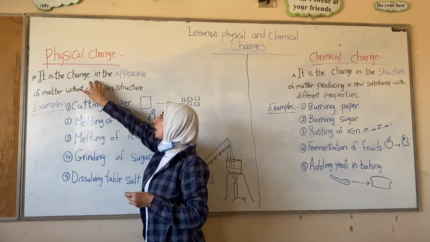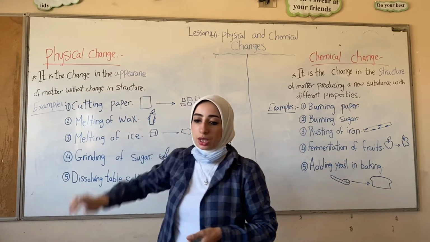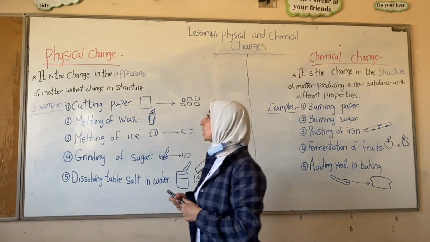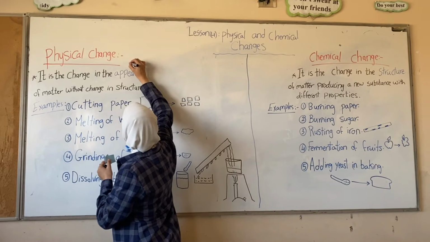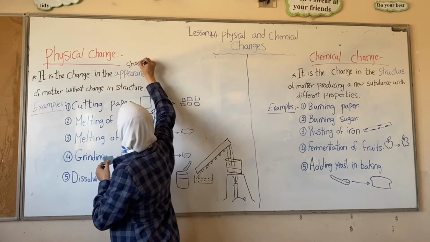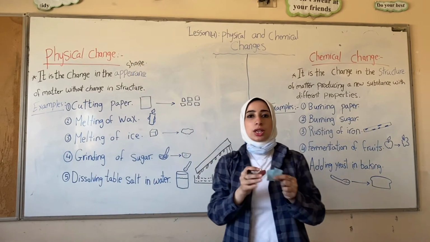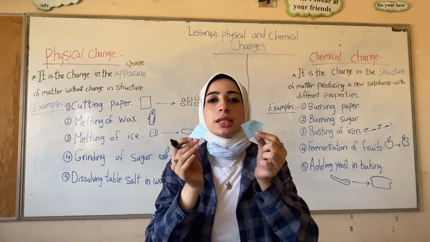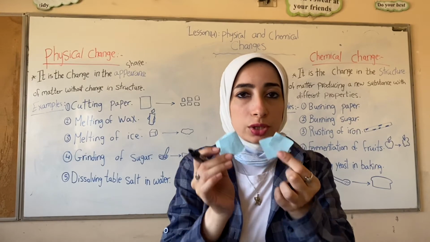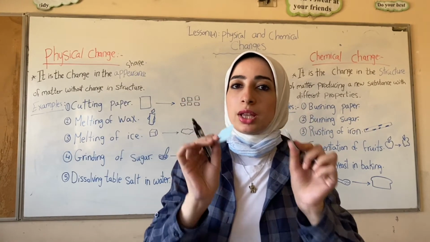So this change is called a physical change, a change in the appearance. Again, what is meant by physical change? A change in the appearance or shape of matter, without a change in its structure. What does it mean, its structure? It's still as it is, a paper, and I can write on it, and its color doesn't change.